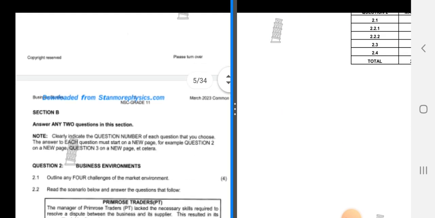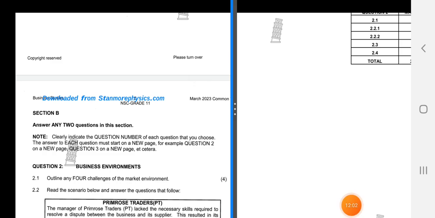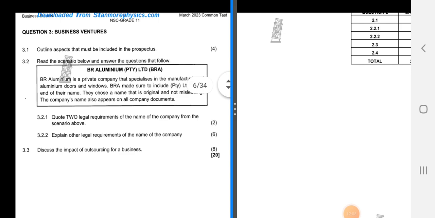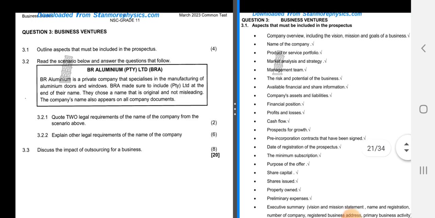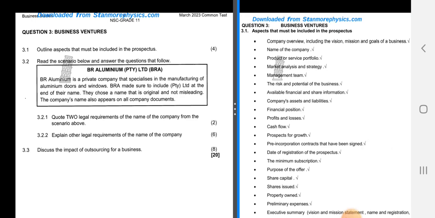So for number 2, that was business environments. And then question 3, we have business ventures. So just check, do you know business environments or business ventures? Then you will know which question to answer. So here 3.1 says outline aspects that must be included in a prospectus.